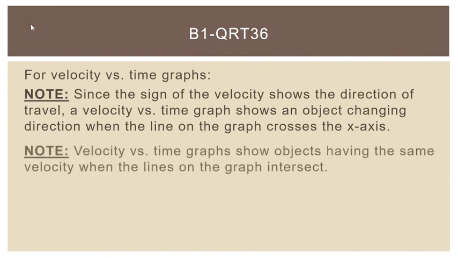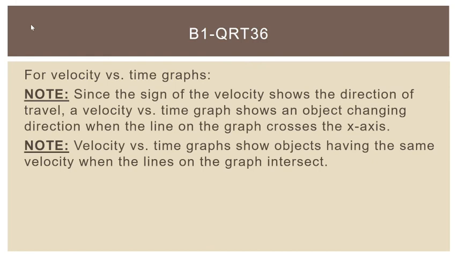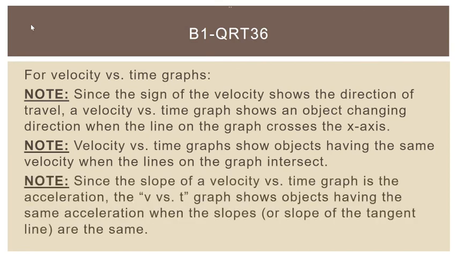Number two, velocity versus time graphs show objects having the same velocity when the lines on the graph intersect. Also important, but I feel like that was pretty obvious. And number three, since the slope of a velocity versus time graph is the acceleration, the V versus T graph shows objects having the same acceleration when the slopes, or slope of the tangent line, are the same. I suggest you write this down, so take a second to pause this video and write that down, and when you hit play, I want to ask you one more quick question before we go.